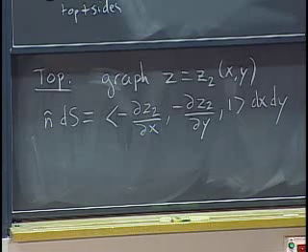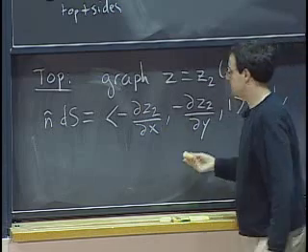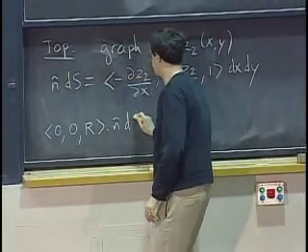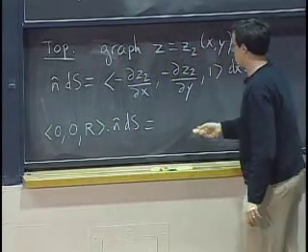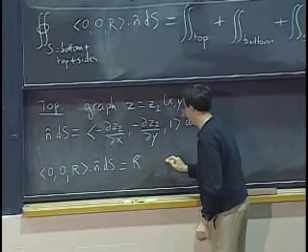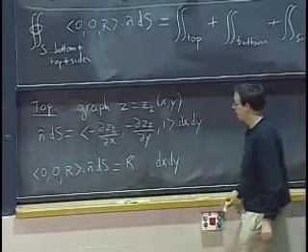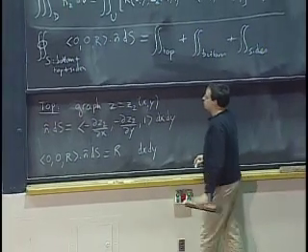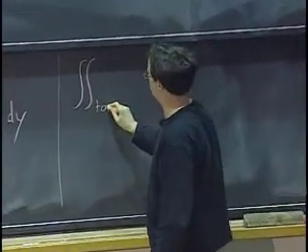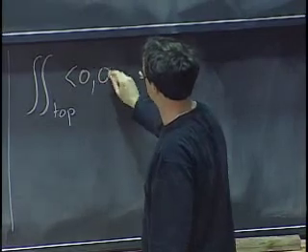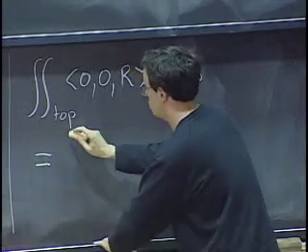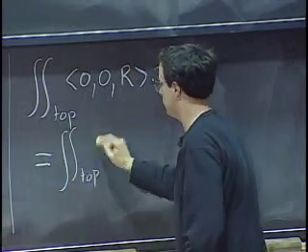And we can't compute these partial derivatives, but it's not a big deal, because if we do the dot product with 0, 0, r, these terms go away. You just have r dx dy. So that means that the double integral for flux through the top of our vector field dot n dS becomes a double integral over the top of r dx dy.